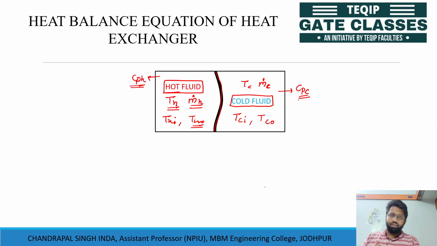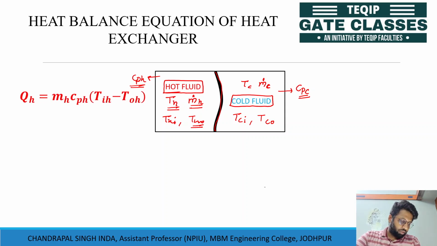So we can find the heat transfer by the second law of thermodynamics as follows: QH will be equal to m dot h times Cph multiplied by the temperature difference. Here the hot fluid inlet temperature will be higher than the hot fluid outlet temperature, as the hot fluid is giving its heat to the cold fluid.